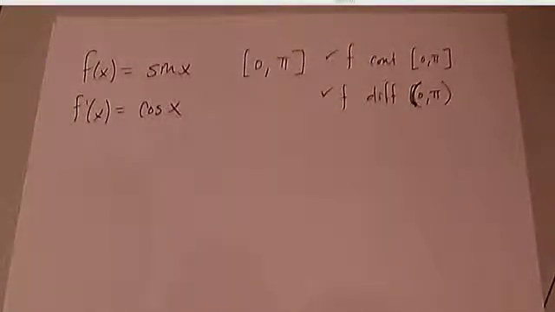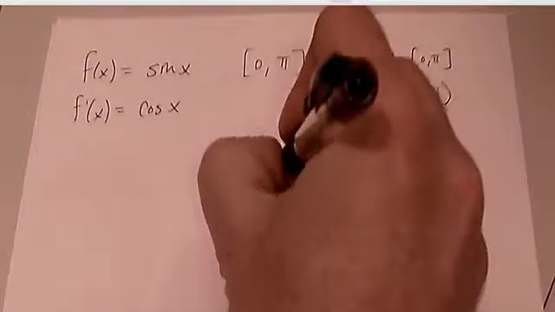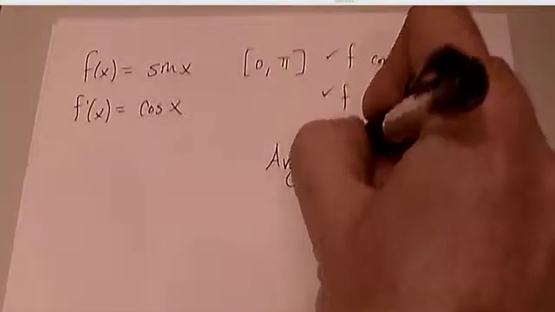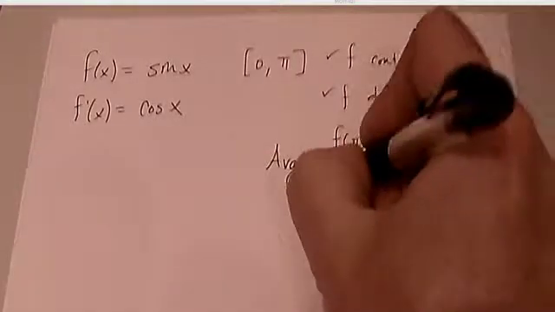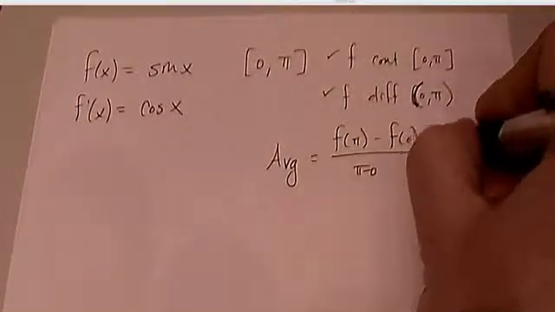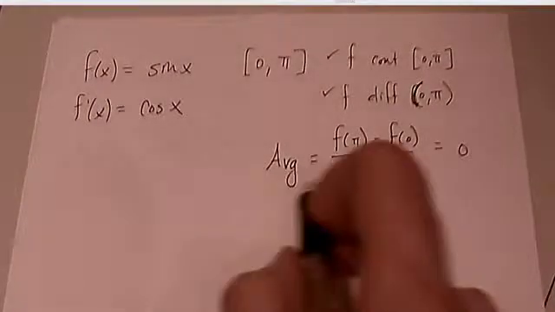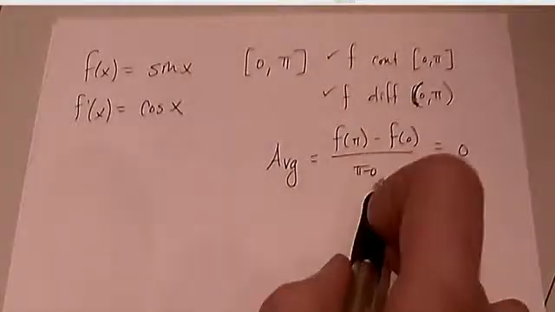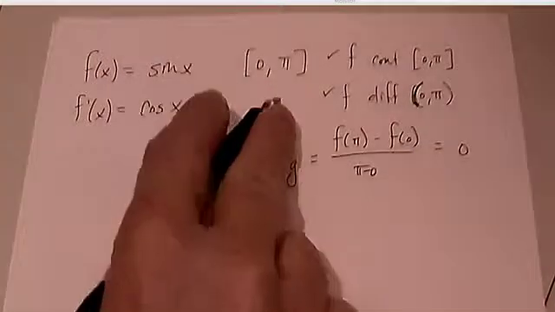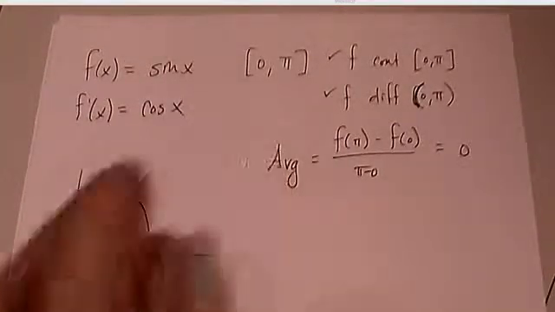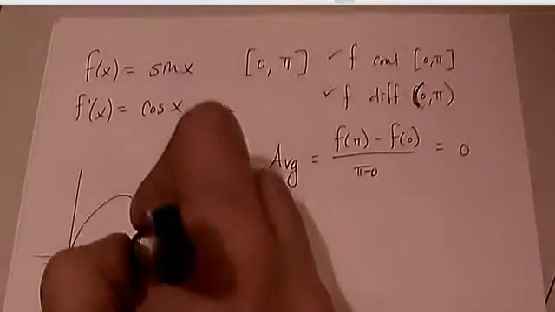What I need now is to find the average rate of change, okay? And that's going to be f of pi minus f of 0 over pi minus 0, or 0, right? Because sine of pi is 0, and sine of 0 is 0, so it's 0 over pi, or 0. So this winds up telling me that the average rate of change of sine x from 0 to pi is 0. Well, that makes sense, because you should know that that's just one hump of the sine function, right?